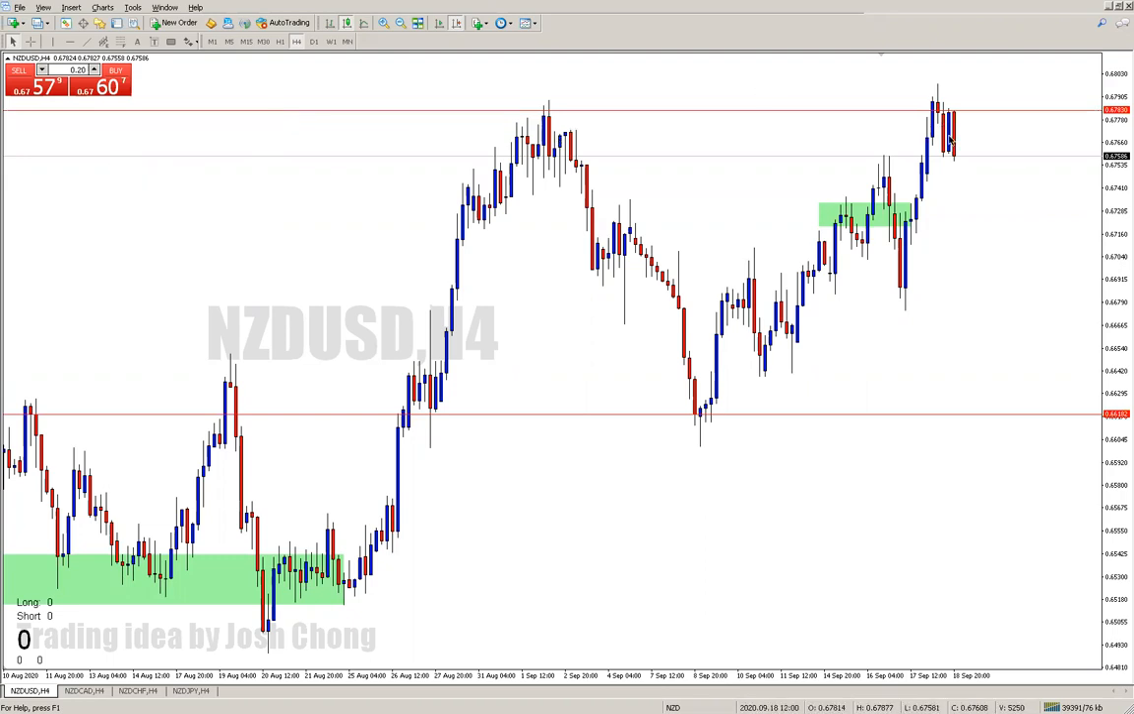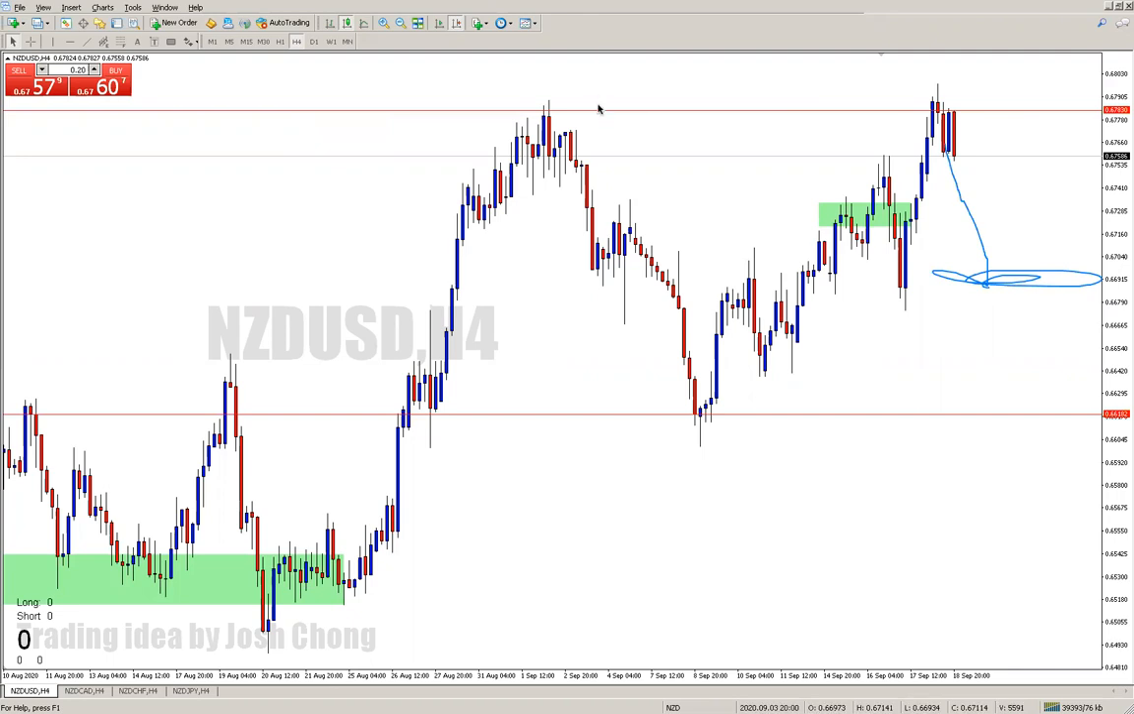That's why next week, for the New Zealand dollar, it can drop until this level, and even if it dropped until this level, it's still in the uptrend. The market is still in the uptrend. But if I want something from here, then I will look for a sell until this level.